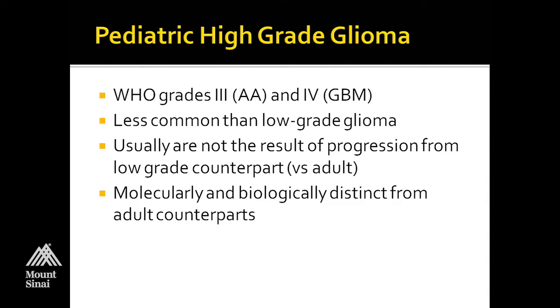And another important difference is that these are usually not the result of a progression from a low-grade glioma in a pediatric population. These people present primarily with either an anaplastic astrocytoma or a GBM. And they are very molecularly and biologically distinct from their adult counterparts. And I think the distinction between a grade 3 and a grade 4 in the pediatric age group is also less important from a prognostic perspective.